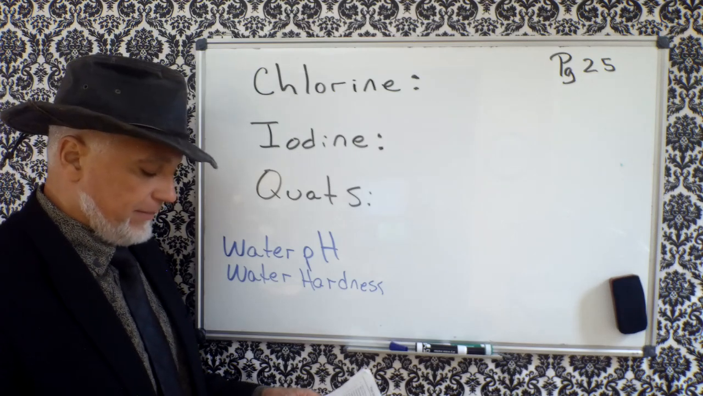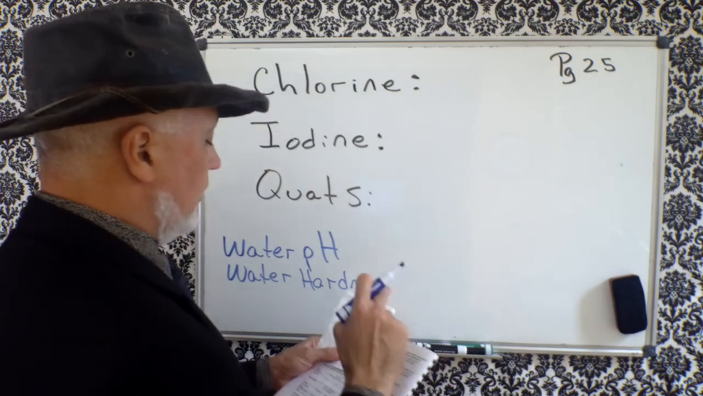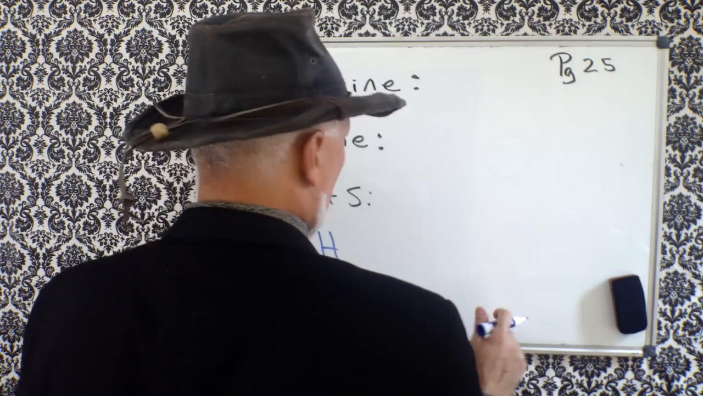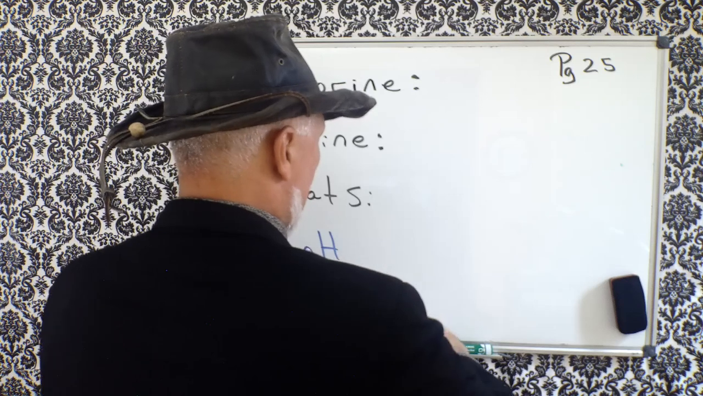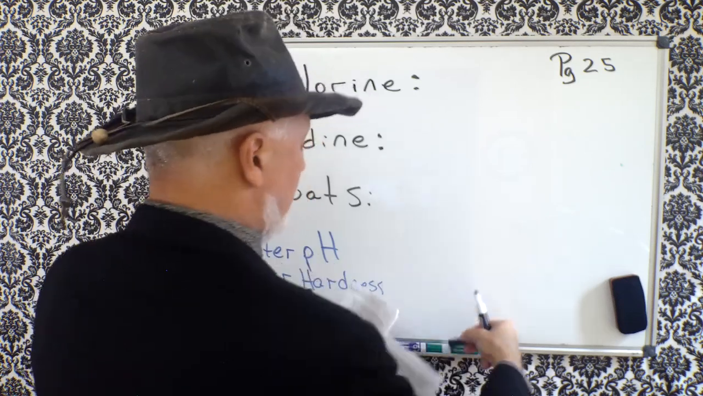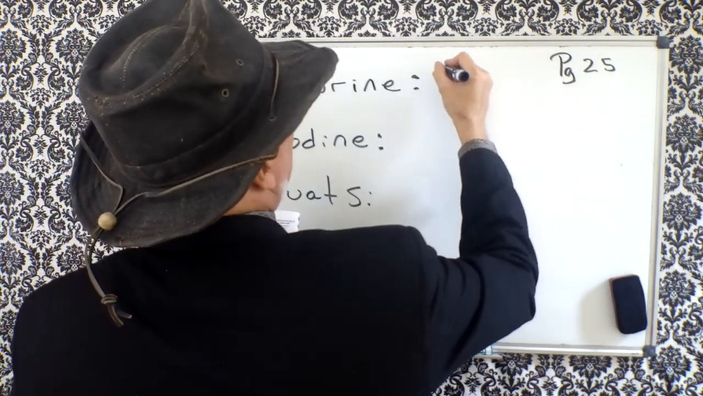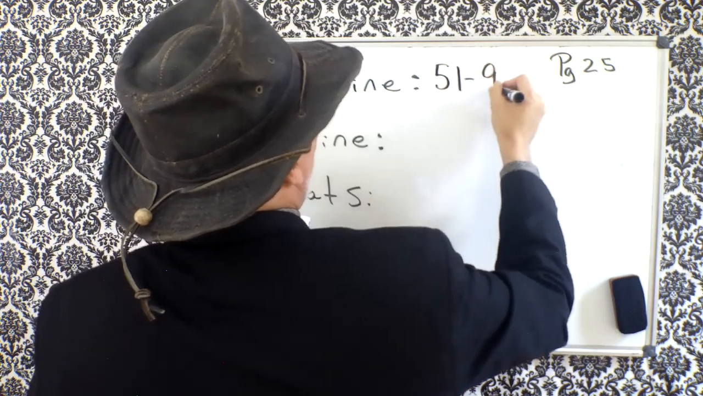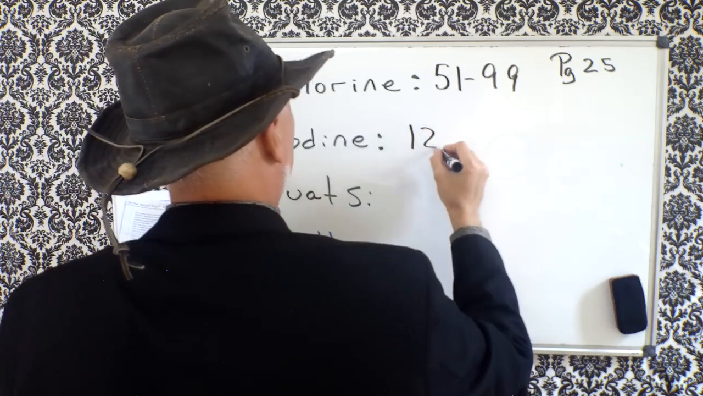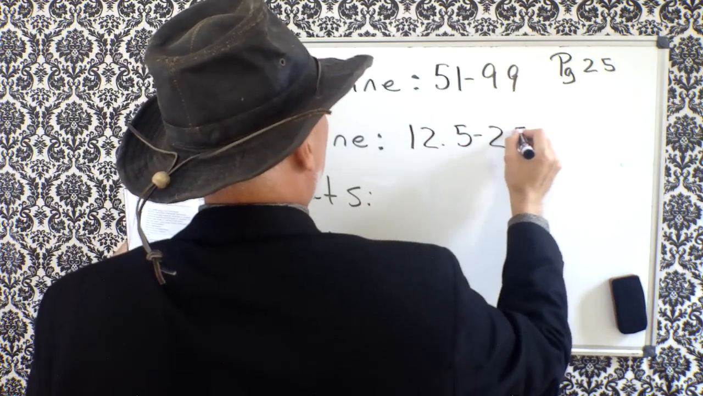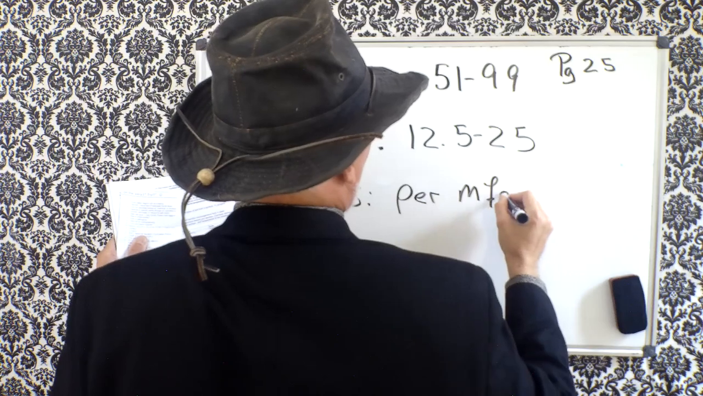Did I put chlorine up there? I did. All right, perfect. Chlorine, let me use black. The values for chlorine are 51 to 99, that's your best bet, right? Your values for iodine, you're looking at 12.5 to 25. And for Quats, it's actually per manufacturer.